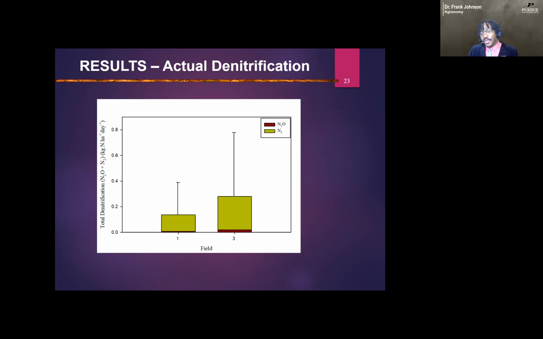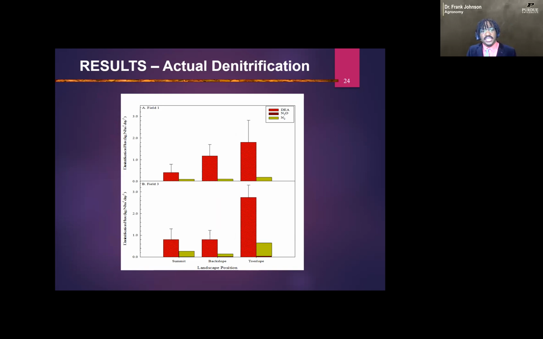But the most important thing to take from this figure is that in both fields, a majority of the gas that was produced was dinitrogen. And so N2 accounted for roughly 90% of the total denitrification that occurred in both of these fields.